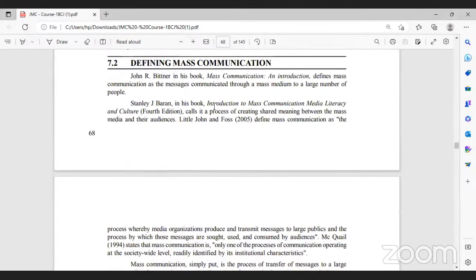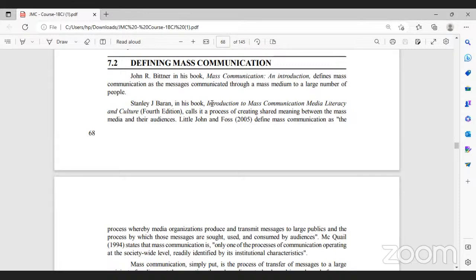Let us begin with the definition of communication. Different research scholars and communication researchers have given different aspects of definitions. If you refer to John R. Bittner in his book, Mass Communication and Interaction, he defines mass communication as messages communicated through a mass medium to a large number of people, which is in general, if you understand.